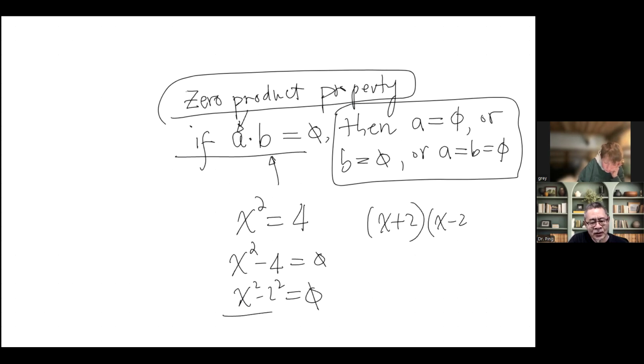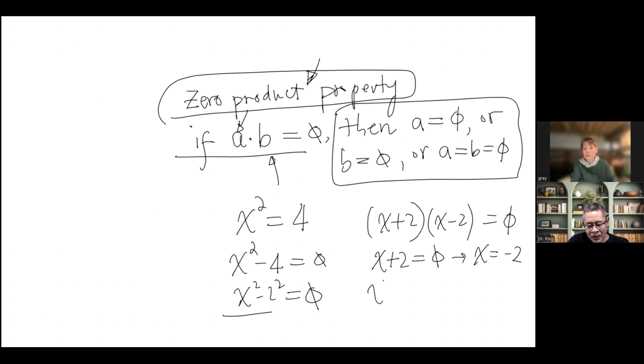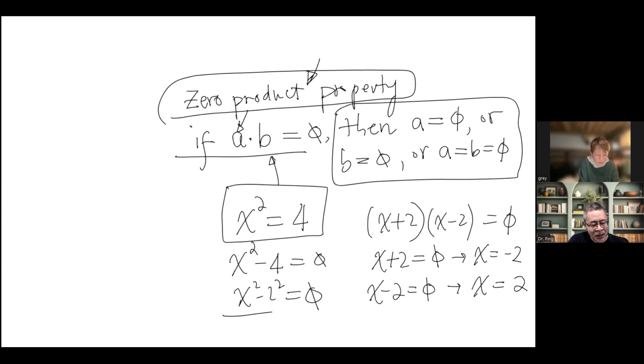Then according to the zero product property, x plus 2 equal to 0, which gives us x equal to negative 2, or x minus 2 equal to 0, then that gives us x equal to 2. So the solution for this equation can be either x equal to 2, squared is 4, or negative 2, negative 2 squared is also 4. Okay, any question on this one?